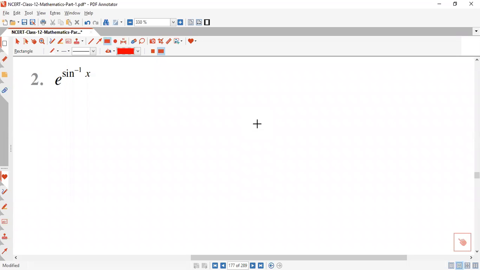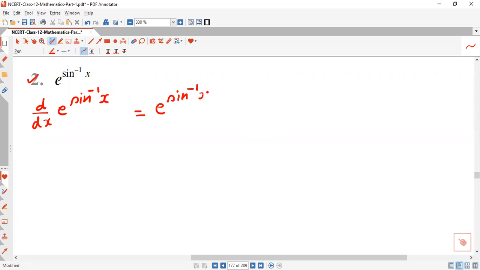Now, question number 2. e raised to sin inverse x. I would like to differentiate this function. So we say dy/dx of e raised to sin inverse x. If you differentiate this one, e raised to the same function, write down the same function without any doubt because e raised to x is there.